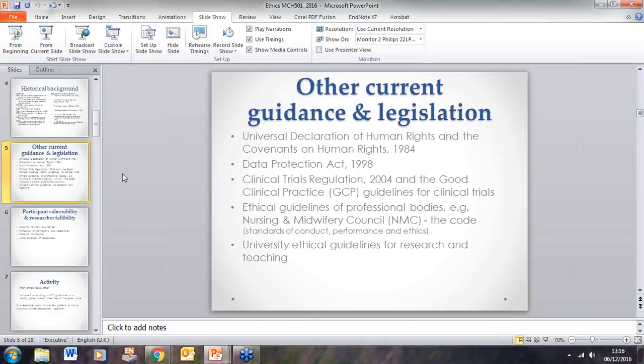Other guidance and legislation that obviously determines how we practice is our code of conduct if we're nurses, and relevant codes of conduct depending on which professional body we belong to. We've also got data protection acts, we've got trial regulations, and we've also got our university ethics guidelines, and we've got our local trusts. And if you look at research that you're reading that's been undertaken in the NHS, it has its own research ethics committee.